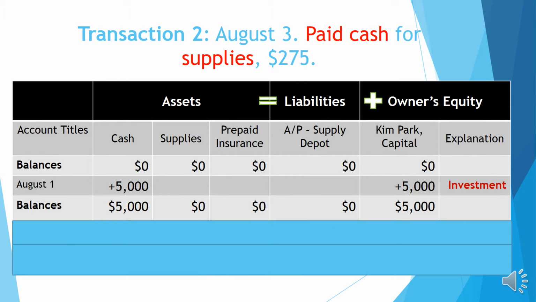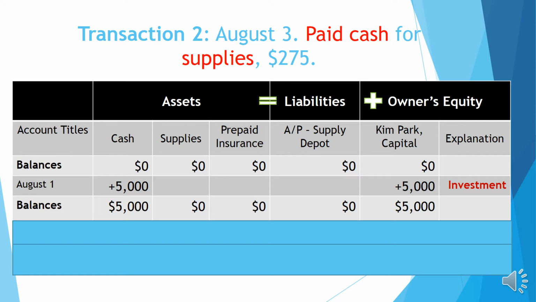Transaction 2, August 3rd. Paid cash for supplies, $275. Let's decide on our keywords. Paid cash. What did we pay cash for? Supplies. Whenever we pay cash, we have less cash, so our cash account will decrease. What did we get for cash? Supplies. Since we have more supplies, our supplies account will increase.